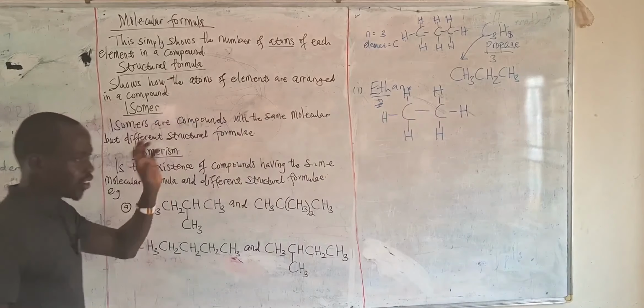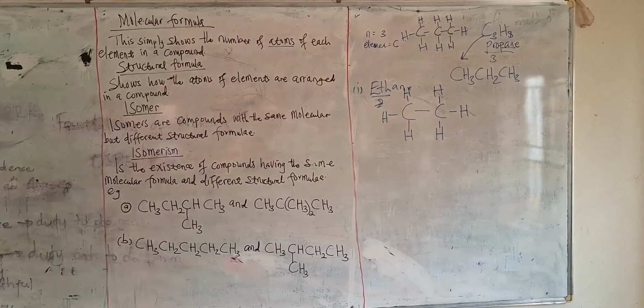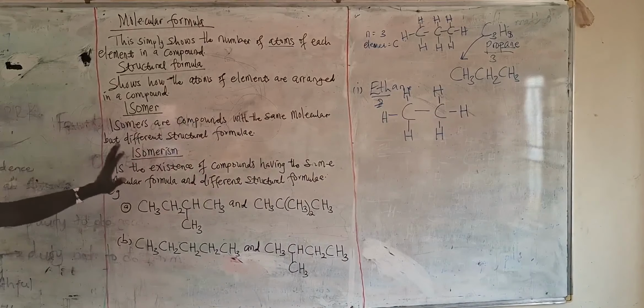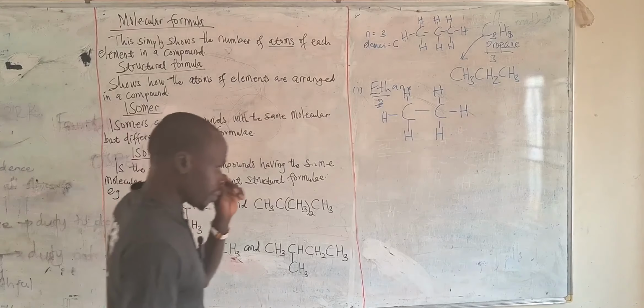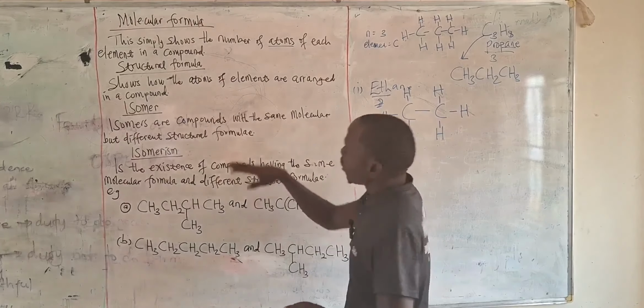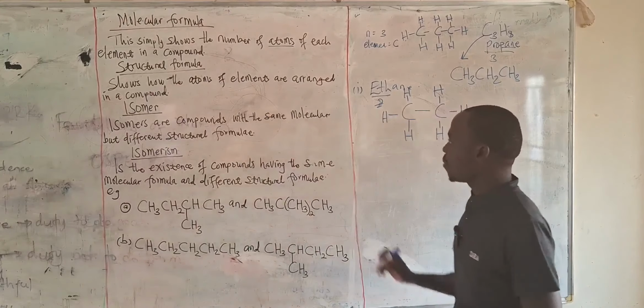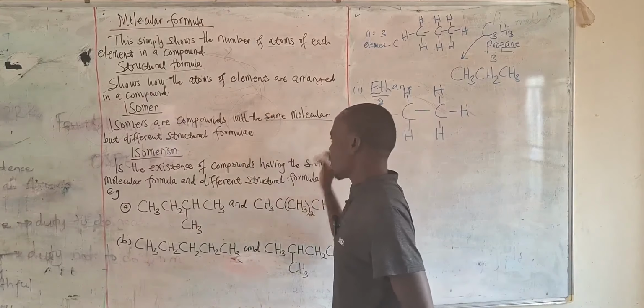The moment you see something in that format, we are simply saying that it is called a structural formula. But there is also an important thing that we have to look at: isomer. When you say isomer or isomers, they are simply those compounds with the same molecular formula, but what?